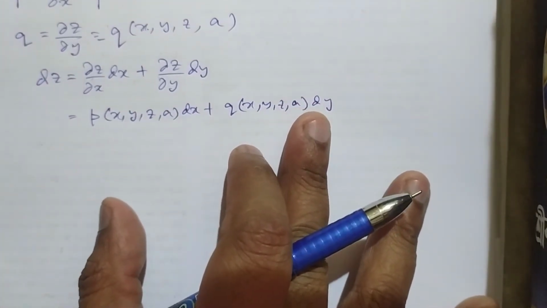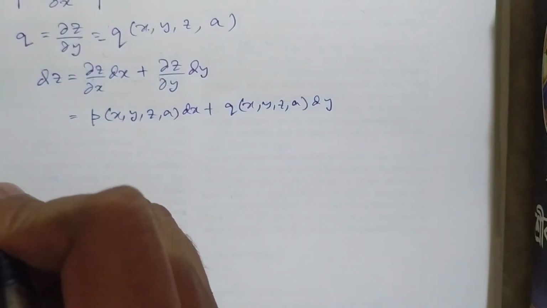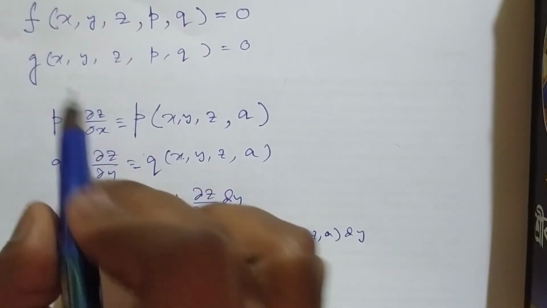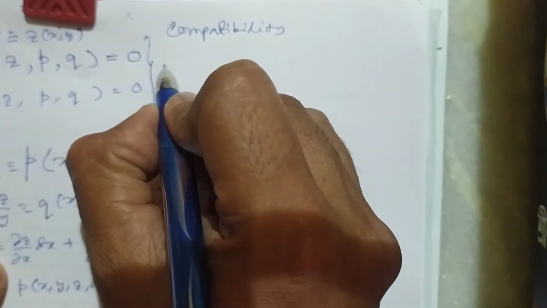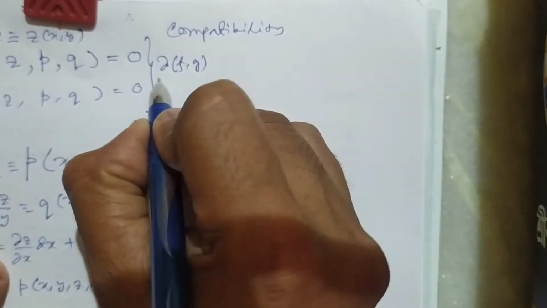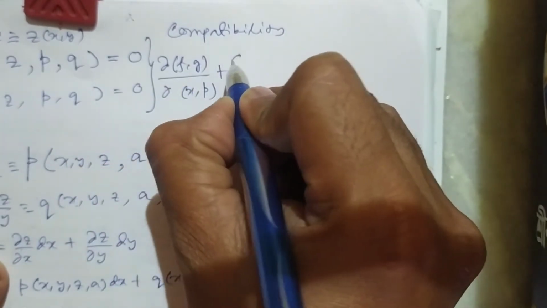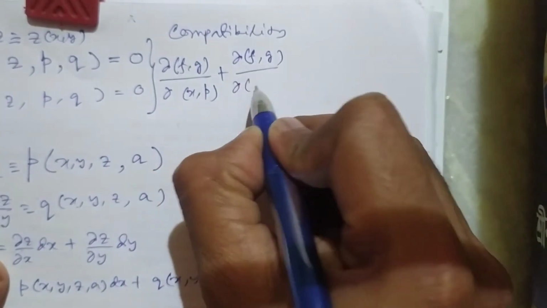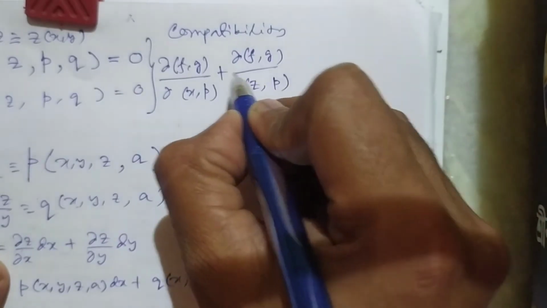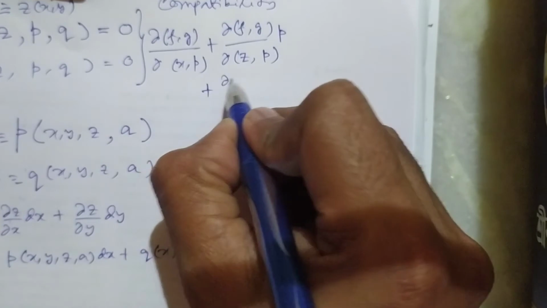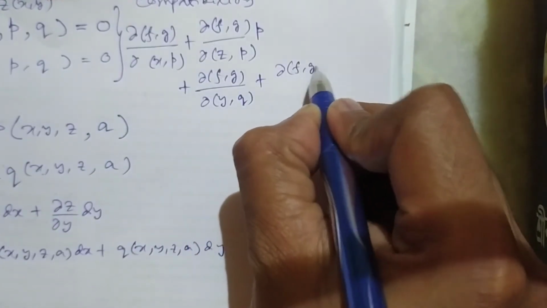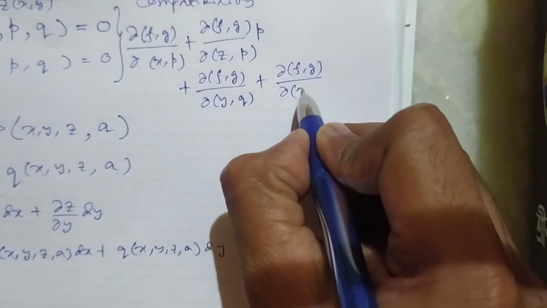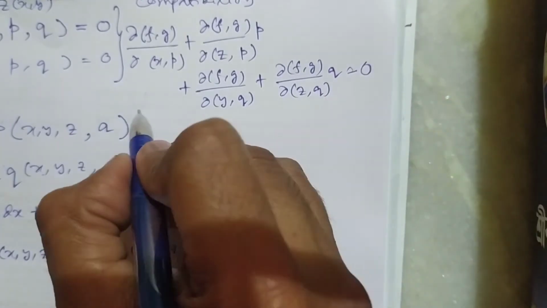Now, the question is, what does compatibility mean? The necessary and sufficient condition for these two functions to be compatible is that the Jacobian of f, g with respect to x, p, plus del(f, g) over del(z, p) with p multiplied here, plus del(f, g) over del(y, q), and del(f, g) over del(z, q) with q multiplied there, that summation, will be equal to 0.